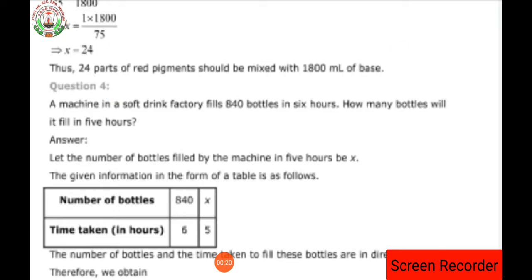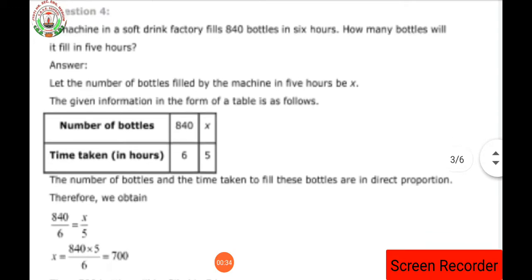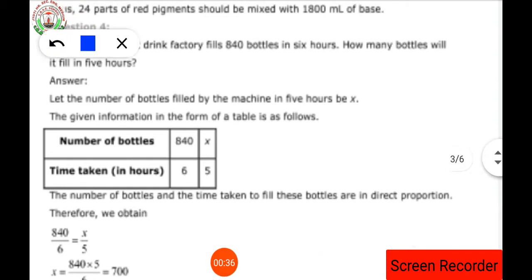It says that a machine in a soft drink factory fills 840 bottles in 6 hours. How many bottles will it fill in 5 hours? So dear students, what we will have to do is consider it as x. Since it is asked how many bottles, that means the number of bottles filled by the machine in 5 hours, we will consider as x.